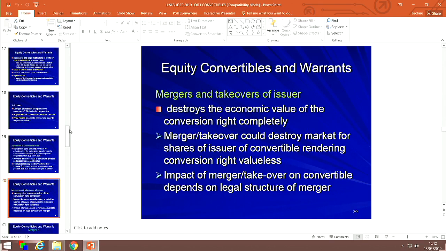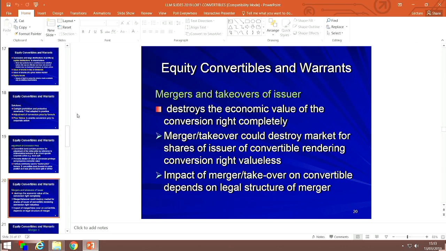And that turns on mergers and acquisitions in relation to the issue of the convertible. The problem is that if there is a merger or indeed a takeover of the issuer of the convertible, the risk is that it's not just a matter of dilution or a negative effect on the value of the conversion right. The impact of the merger or takeover could completely destroy the conversion right that is contained in the convertible bond. What impact a transaction in the form of a merger or takeover will have, and what you can do about it, depends once again on the applicable corporate law.